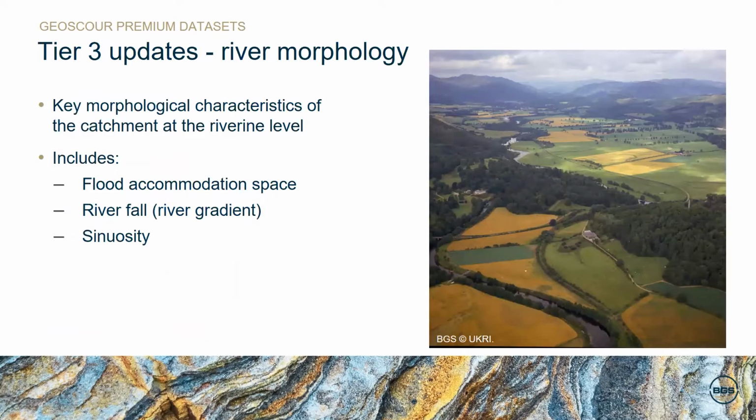The river morphology layer contains information on the key morphological characteristics of a catchment, namely the flood accommodation space, which Clive discussed earlier, the river fall, which is the difference in elevation between the start and end of a river reach, divided by the distance between these points, and the sinuosity, which is a measure of the deviation of a river from its shortest possible path. It's worth noting that these data do not include any artificial defences or modifications to the river, but rather it's an assessment based purely on the geology and the terrain morphology. And this is useful to understand, especially in cases where artificial features might fail or no longer be maintained.